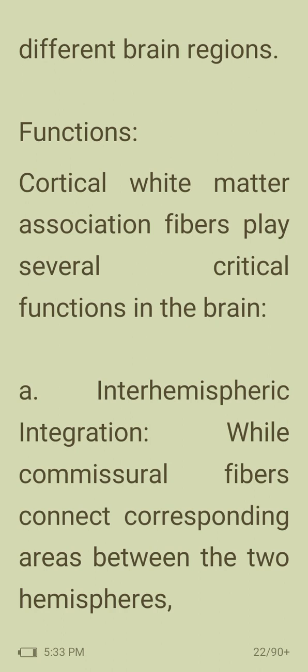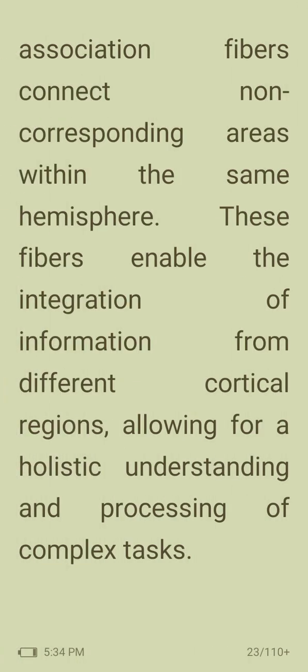Cortical white matter association fibers play several critical roles in the brain. Integration. While commissural fibers connect corresponding areas between the two hemispheres, association fibers connect non-corresponding areas within the same hemisphere. These fibers enable the integration of information from different cortical regions, allowing for a holistic understanding and processing of complex tasks.